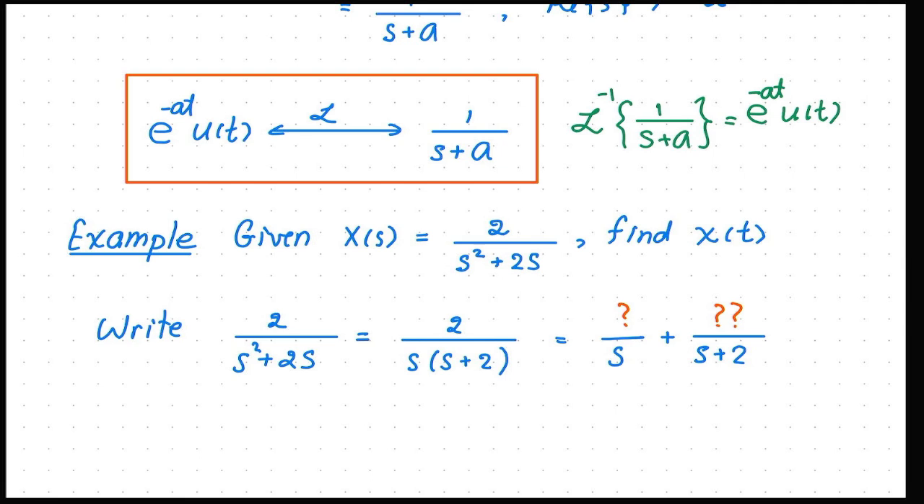Can you find these two numbers such that these two are equal? Can you do that? Of course you can, right? What are they? What is this bad number? Is it 1? Should be 1, right? And this should be negative 1, right?